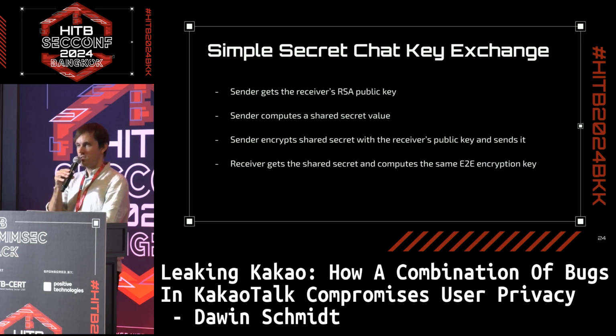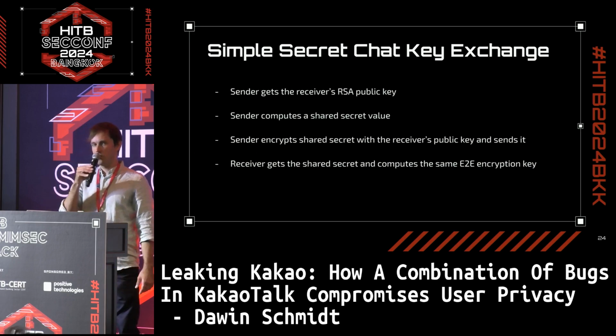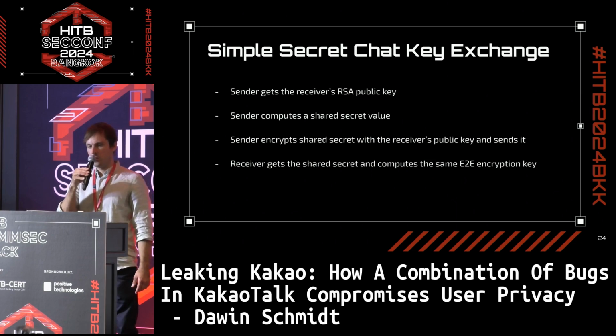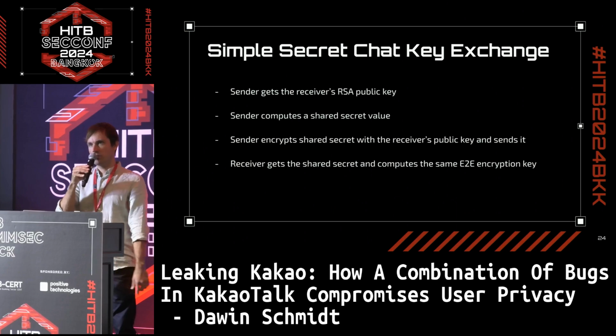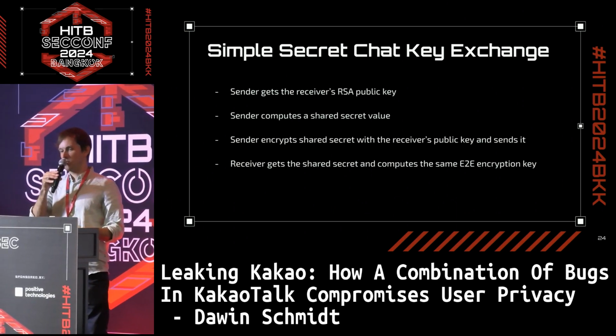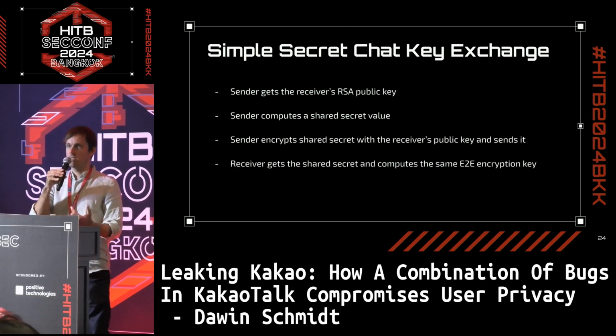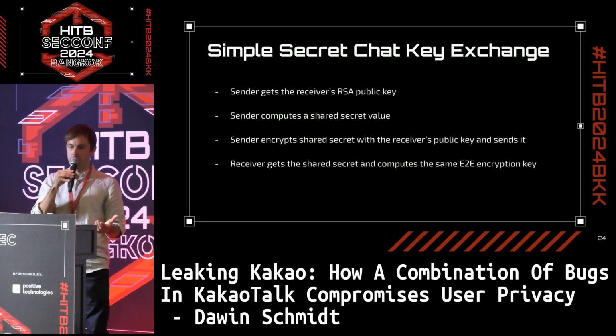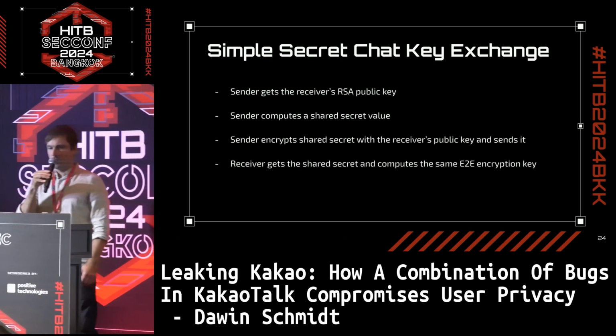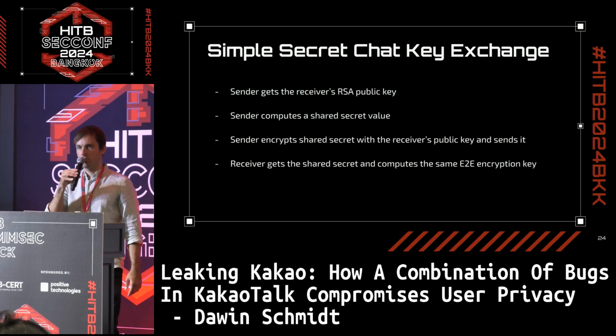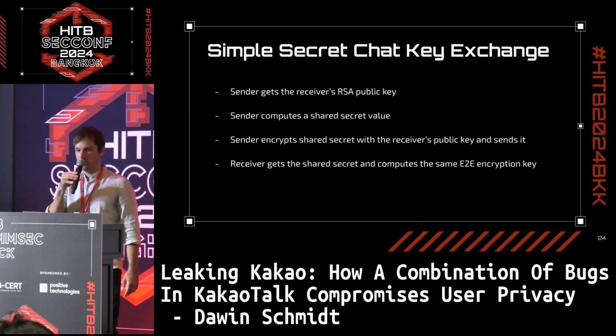I told you that we use a second key for encrypting messages, but this key has to be delivered to the other party somehow so that both parties can read and write messages. For that, they use a really simple key exchange mechanism where they just grab the receiver's RSA public key, use it to encrypt a shared secret, and send this over to the other party. Then the receiver is able to decrypt the shared secret and compute the same end-to-end encryption key. So both parties have the same key and can talk to each other. But as you can see, the key exchange is not ephemeral. It's static and pretty simple.